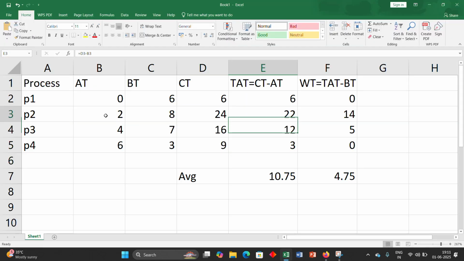So we got our turnaround time, which is the completion time minus arrival time, and we got our waiting time, which is the turnaround time minus burst time. And here we have calculated our average turnaround time and average waiting time.